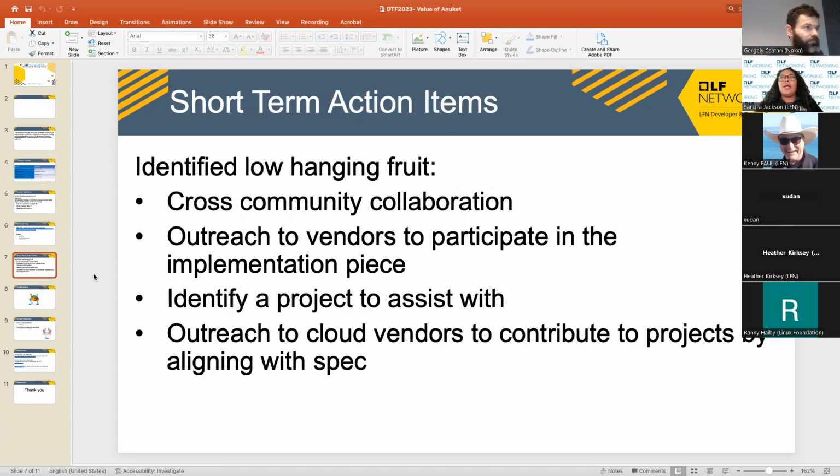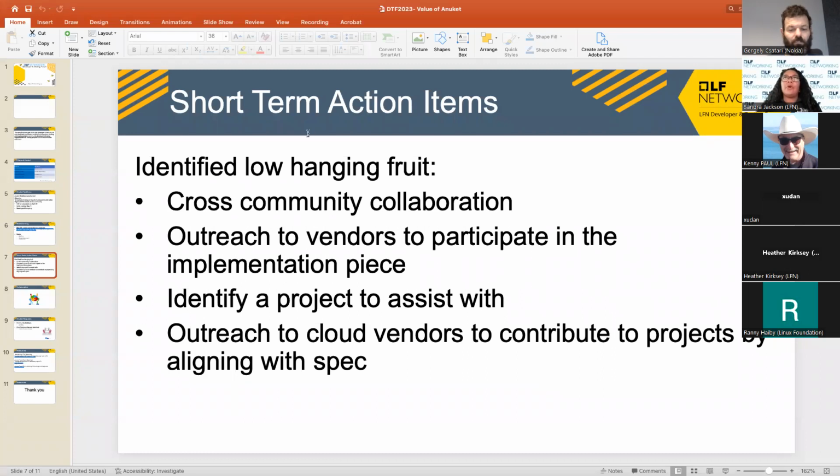And so it was a very good discussion, and we did identify what I consider some low-hanging fruit. Again, the low-hanging fruit are things that we can do almost immediately to get Anuket moving in the right direction. So some of the things that we identified are here, which was the cross-community collaboration, outreach to the vendors to participate in the implementation piece.